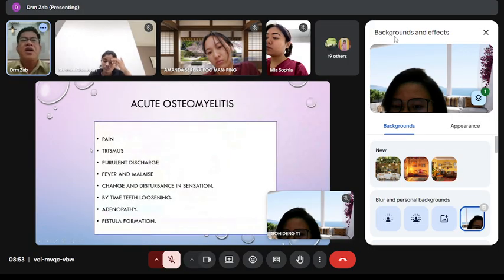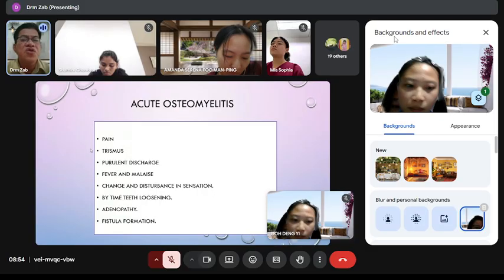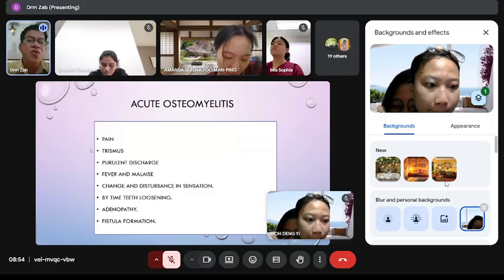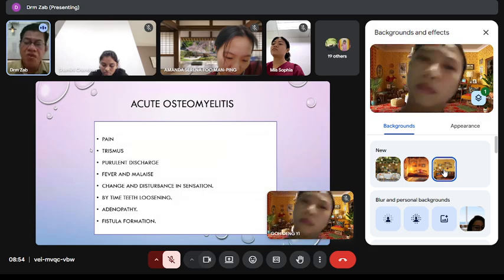Okay, right. So what is the sign and symptom of acute osteomyelitis? Right, for acute osteomyelitis, because there are a lot of inflammation, you may have pain, you may have trismus, at a later stage you may have purulent discharge, you may have fever and malaise, there will be change and disturbance in sensation, especially for the mandible, the involvement of the mental nerve. And in a severe case, you may have tooth loosening, you may have enlargement of the lymph node, and you may have also intraoral or extraoral fistula formation.